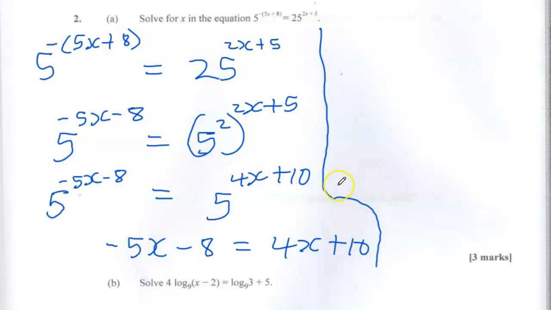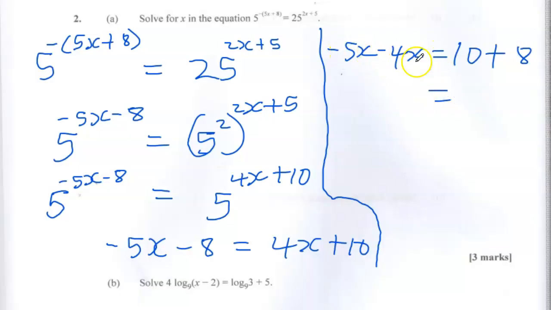So, what we can do now is group like terms. Let me just group the x's on the left hand side. So, on the left I have minus 5x. If I group the 4x on the left hand side, I'll have negative 4x. And on the right, carry forward the 10. I group this negative 8 on the right hand side, it's now plus 8.